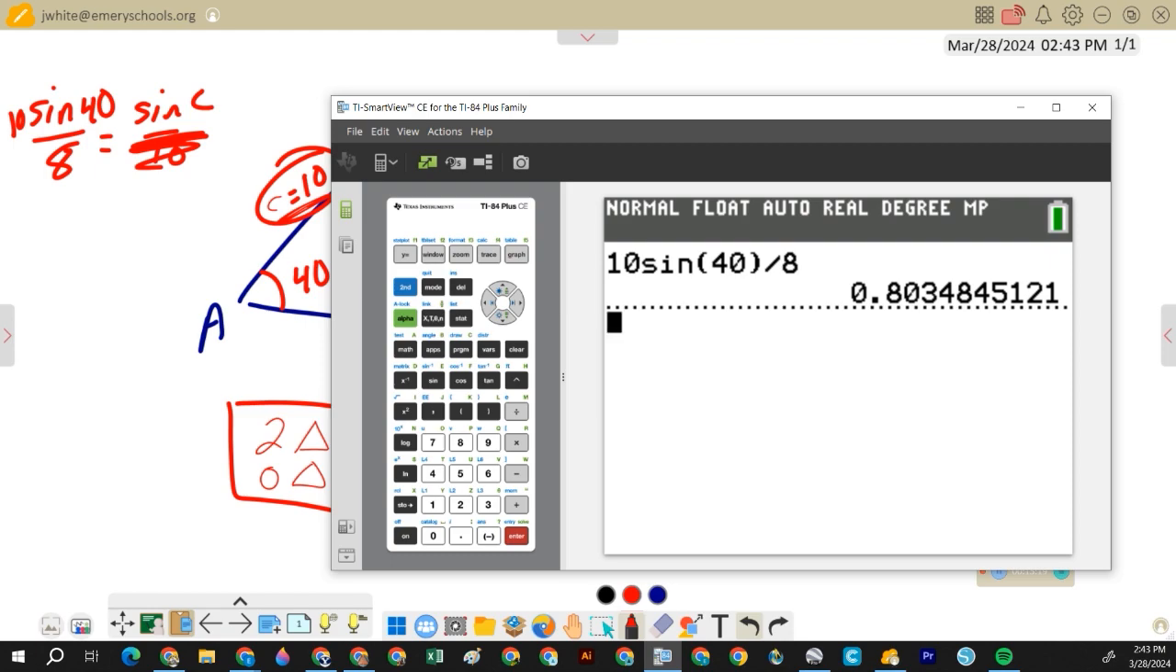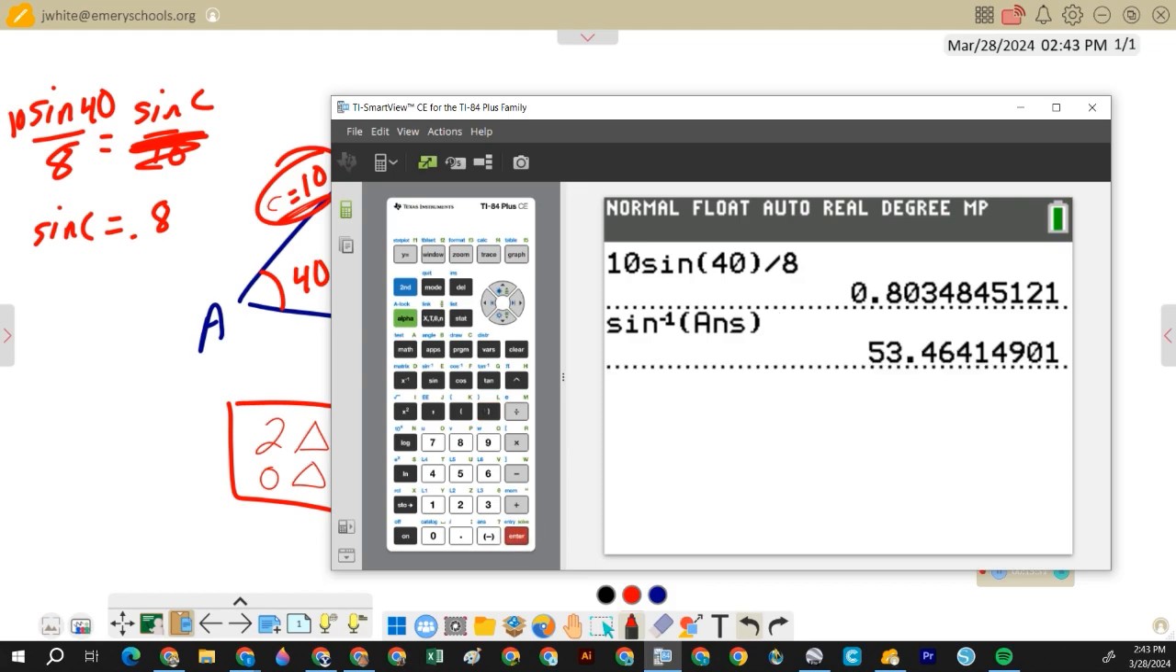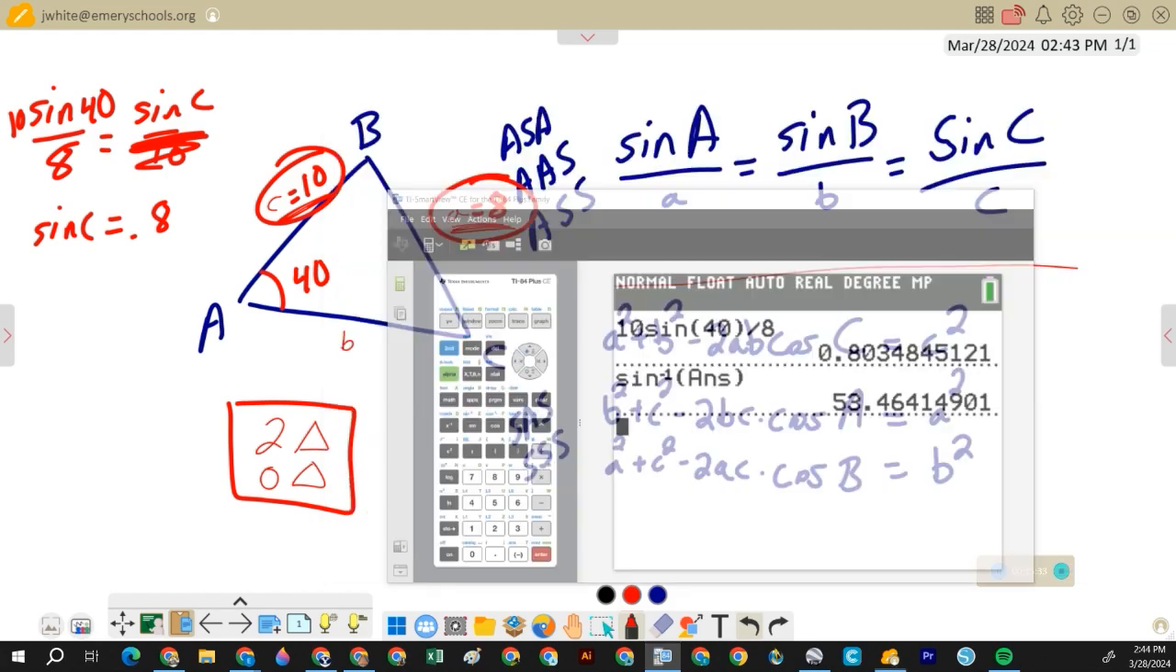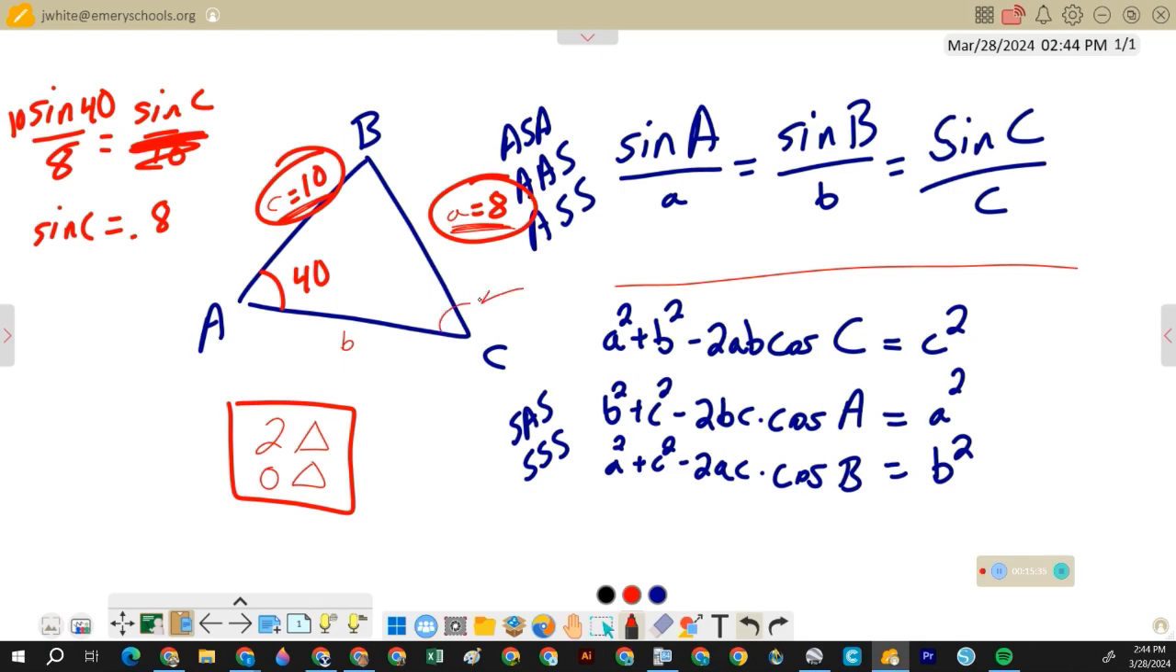And now I get a number less than 1, so I know that it exists. The sine of C equals 0.8. So if we invert that answer, I get 53.4641. So C is 56.4341. Okay, well, that's one of the triangles.